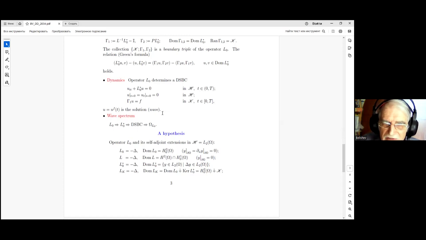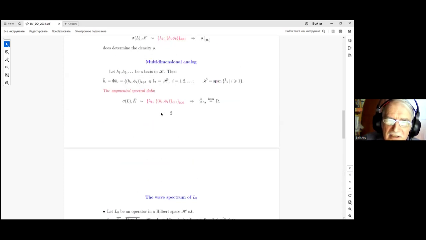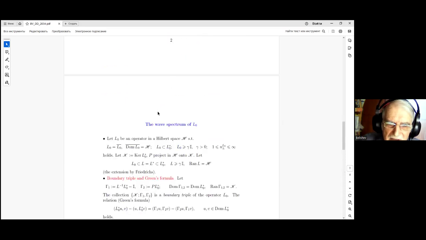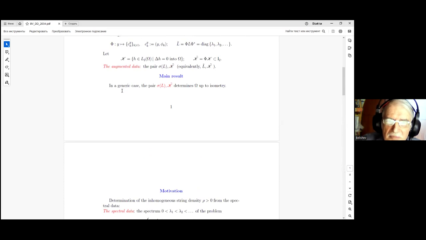That is a very brief description, which is not proved, but at least supports the declaration. The main result is that the set of objects, the spectrum plus the spectral image of the harmonic subspace, through the construction of the wave spectrum of the operator L0, the minimal Laplacian, this data do determine the manifold, not just as a drum, but a much more respectable object, the manifold up to isometry.